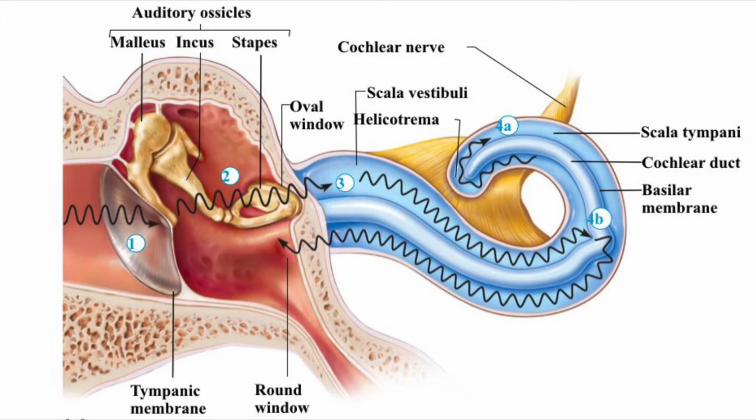And as they vibrate into the oval window, they cause pressure waves in the water that's filling the vestibule and cochlea. So in step 3, there are pressure waves that enter the vestibule, and then these waves can travel through 2 pathways down the cochlea, either 4A or 4B.